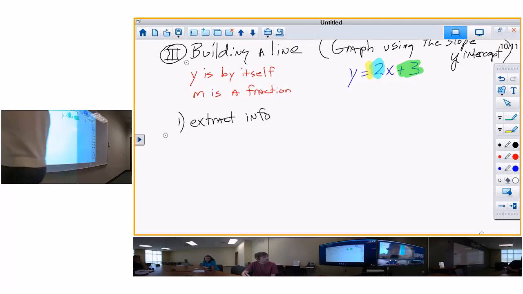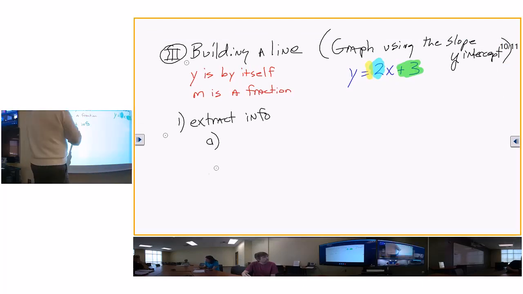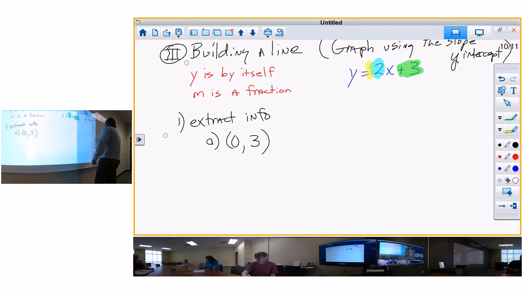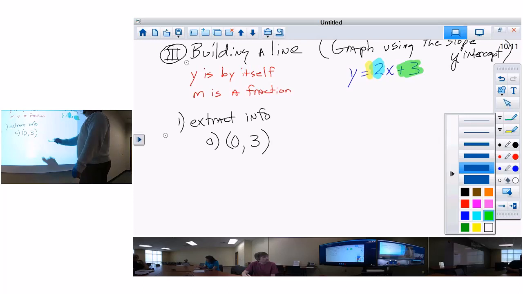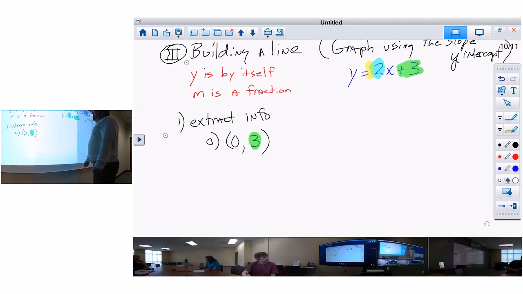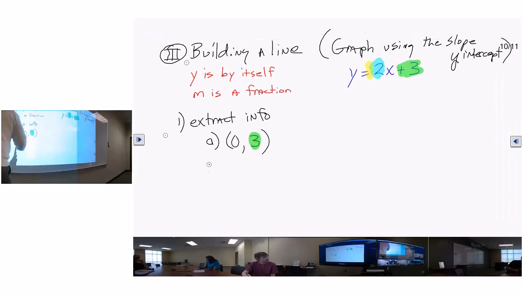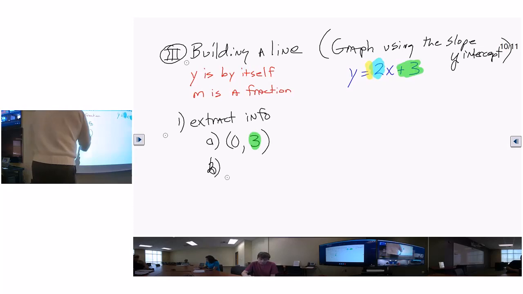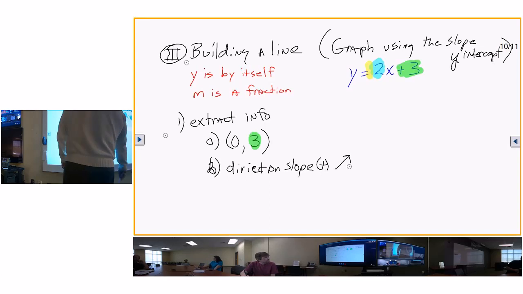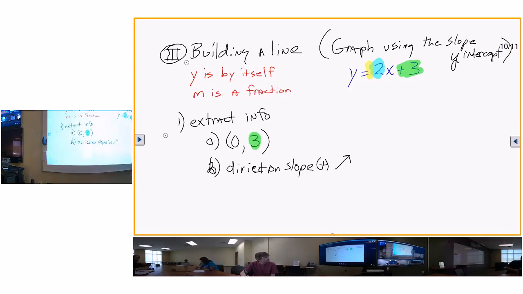First of all, A, what is the Y-intercept? 0, 3. How did I get that? Well, that's what's in the green. That's what's in that spot, where the plus 3 is. Next thing, B, what is the direction of the slope? Direction of the slope is positive, so it's left to right, up. What tells me that? The yellow.